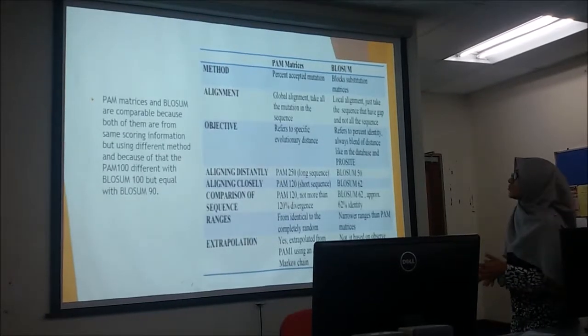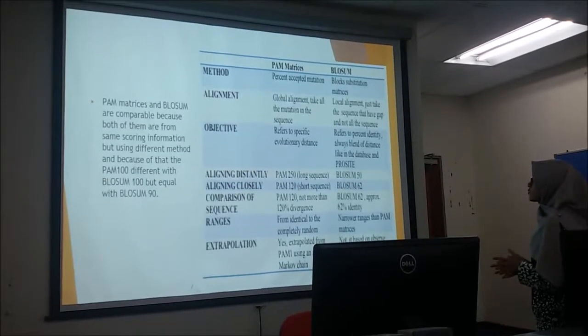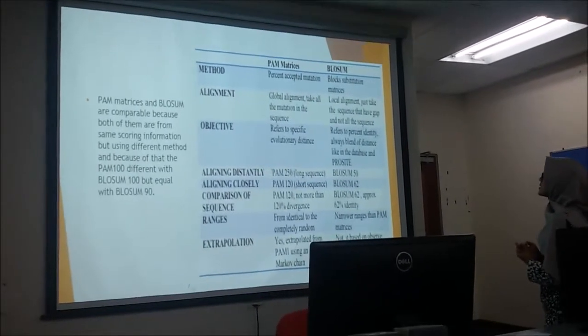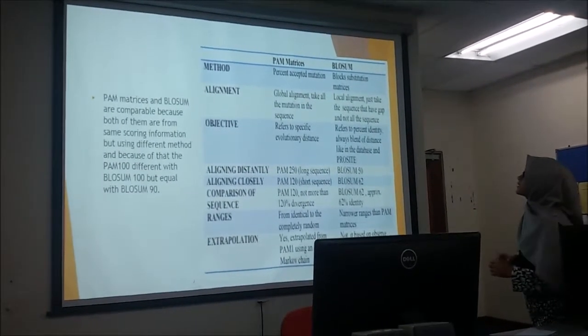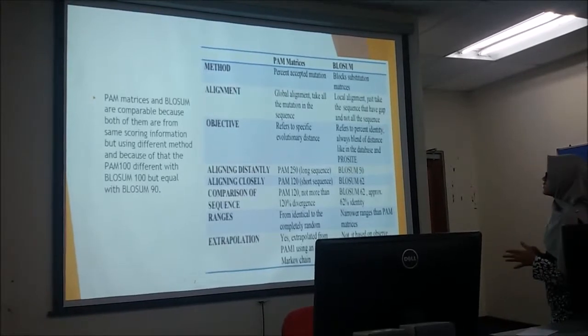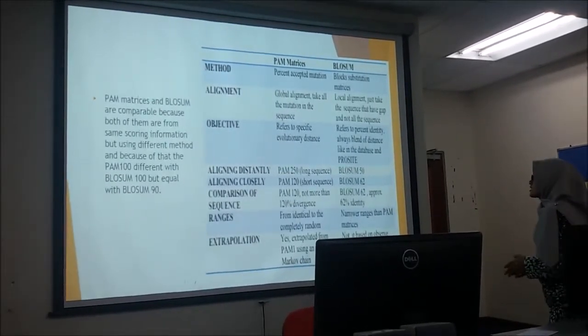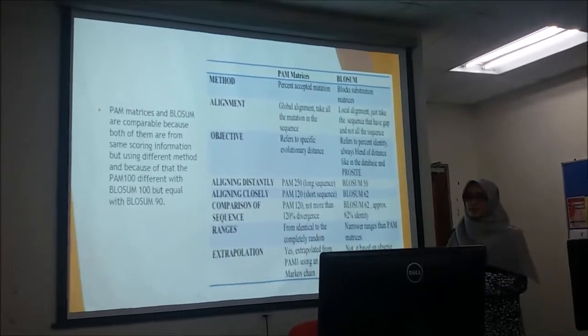So the objective of PAM matrices is to refer to a specific evolutionary distance, while the objective of BLOSUM is to refer to percent identity, or a band of distance, like in the database and ProCite.